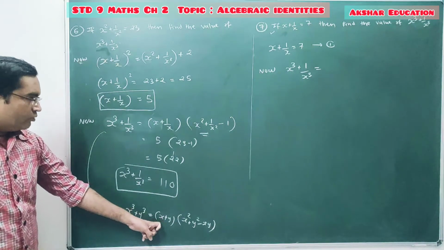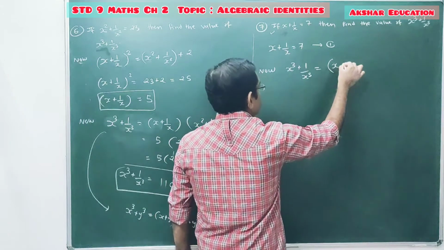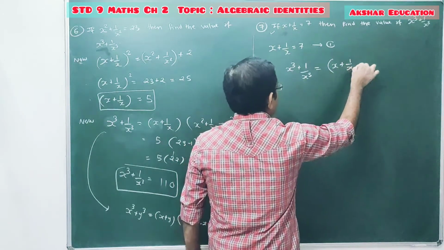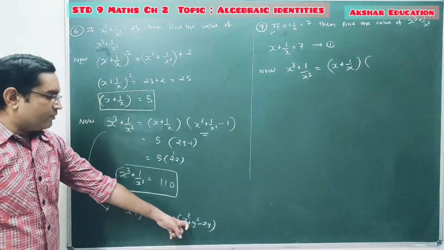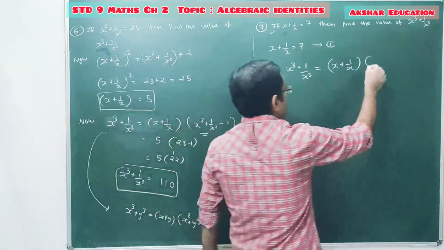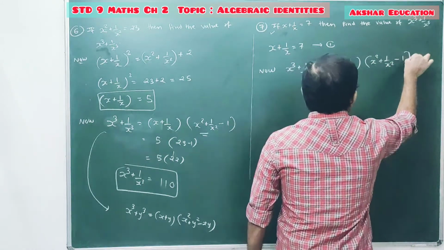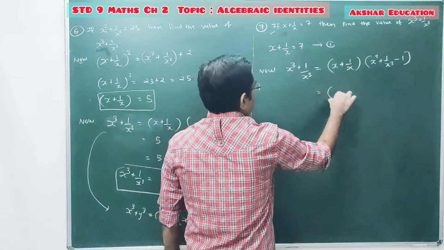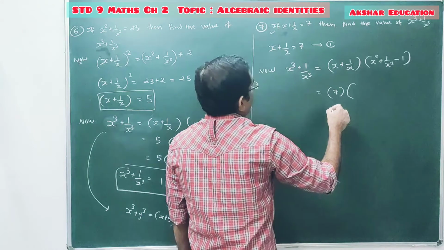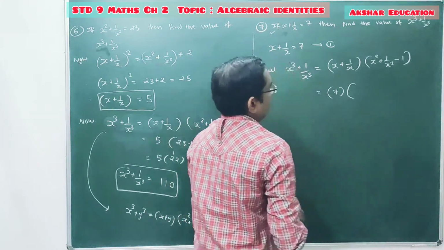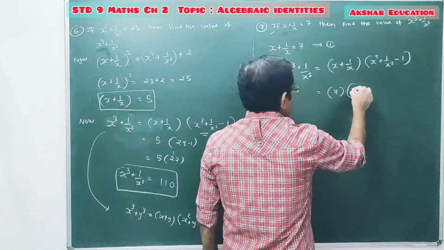First you have to write the sum of cube root of the given two terms. So cube root of x cube is x, plus cube root of 1 over x cube is 1 upon x, into first term square plus second term square minus first into second term. So x plus 1 upon x is 7, times x square plus 1 by x square minus 1. So here we require the value of x square plus 1 by x square. That we have to find.